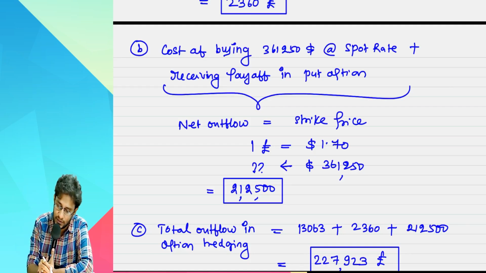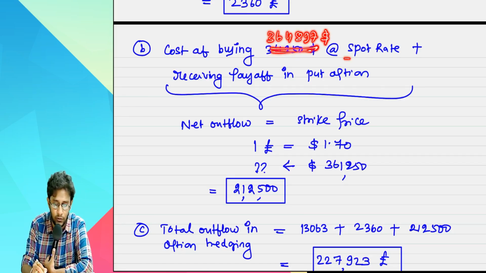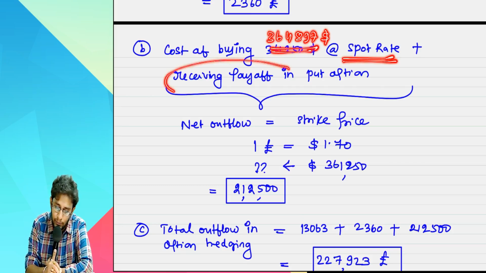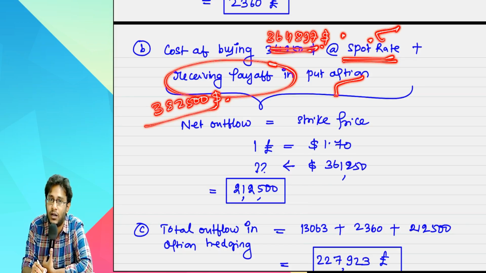What problem you will face is, you will buy 364,897, whatever you want, that much only you will buy at spot rate, but the payoff you end up receiving is for how much? 380. This much put option hedging you did, and buying is happening only for this many dollars. Now you see, do you really know the spot rate? If you know the spot rate, it is your choice. You can do this individually, you will net off.